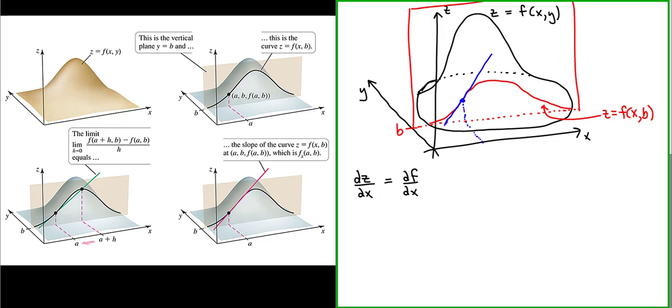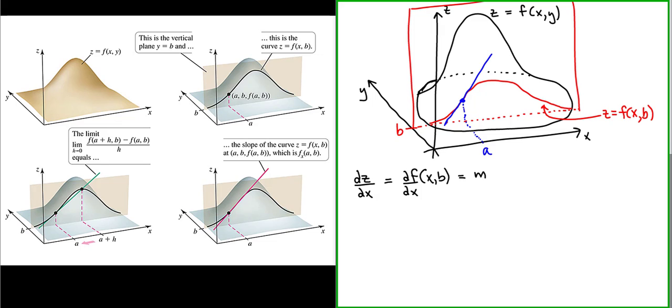This corresponds to the value of x equals a. And the slope of our tangent line at that point is equal to the partial derivative of our function. In this case, remember, since y is a constant, this is our function of x with respect to x, where y is our constant, and that is going to be equal to the slope of our tangent line on our curve of intersection between the plane y equals b and our hill.